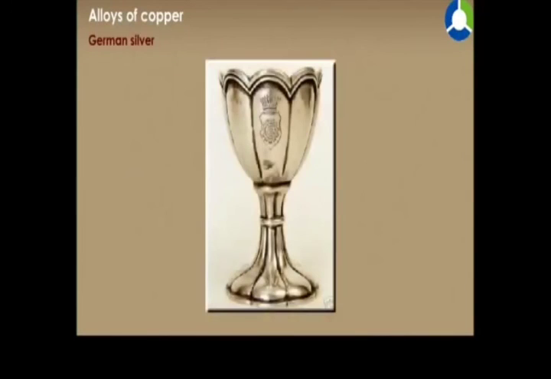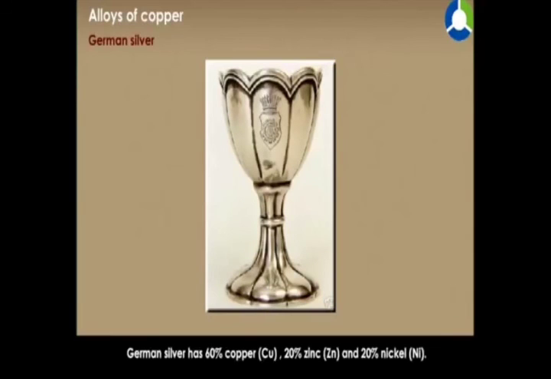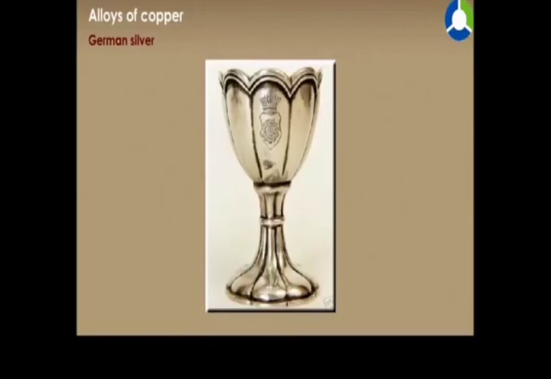Now the German silver. What is German silver? German silver has 60% copper, 20% zinc and 20% nickel. It is an alloy of copper. It has a silvery shine, hence the name German silver. It is used for electroplating. This prevents atmospheric corrosion.